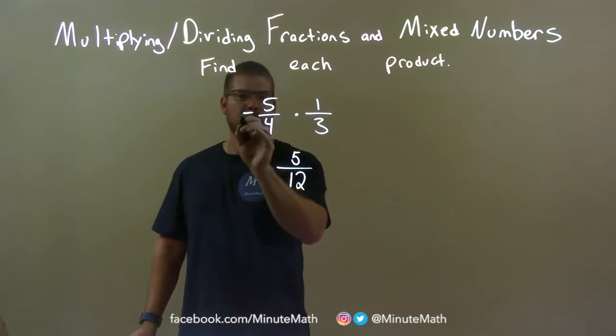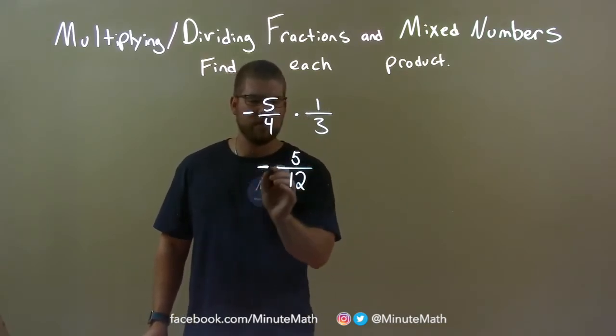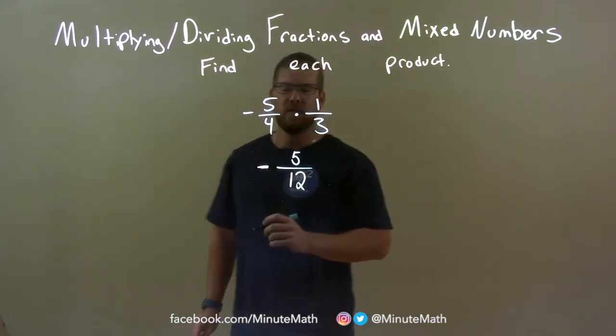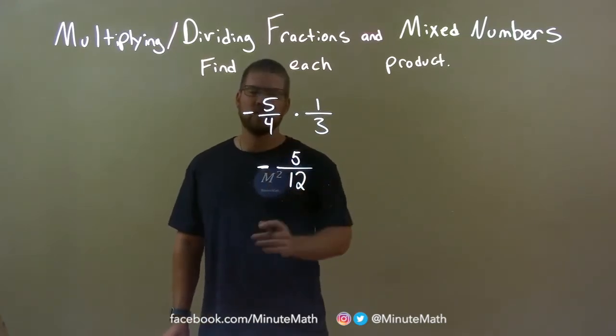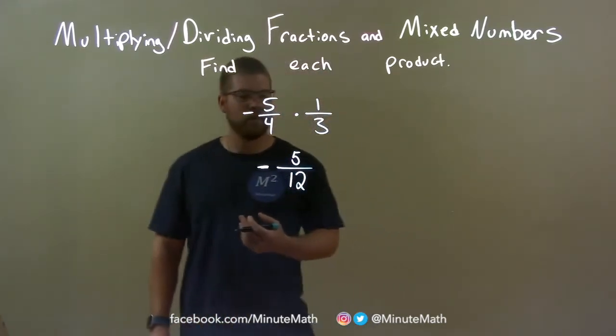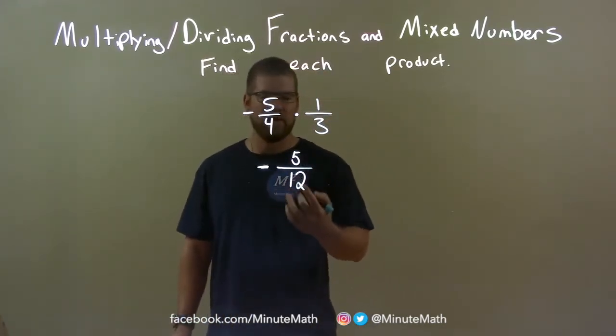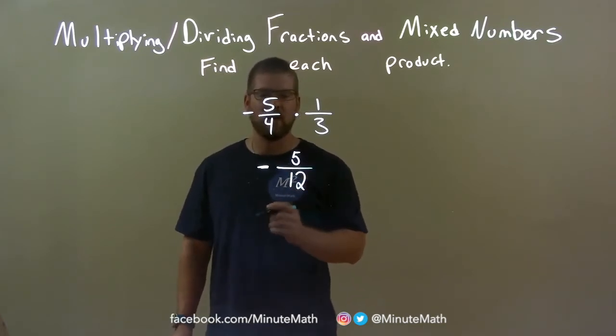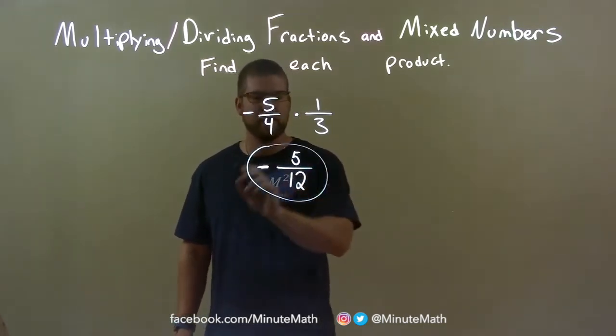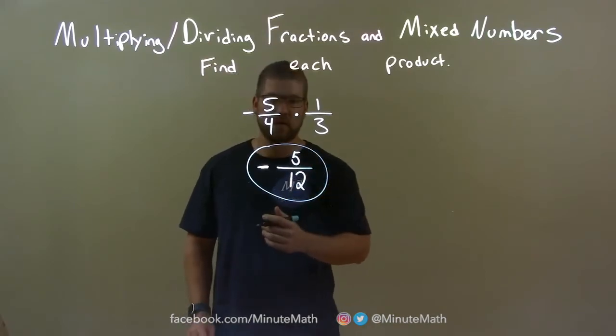Okay? Negative times a positive is a negative. Okay? So now we look at it, we have -5/12. Can this fraction simplify anymore? And no, we can't. There's no numbers that both go into 5 and 12. And so our final answer is -5/12.